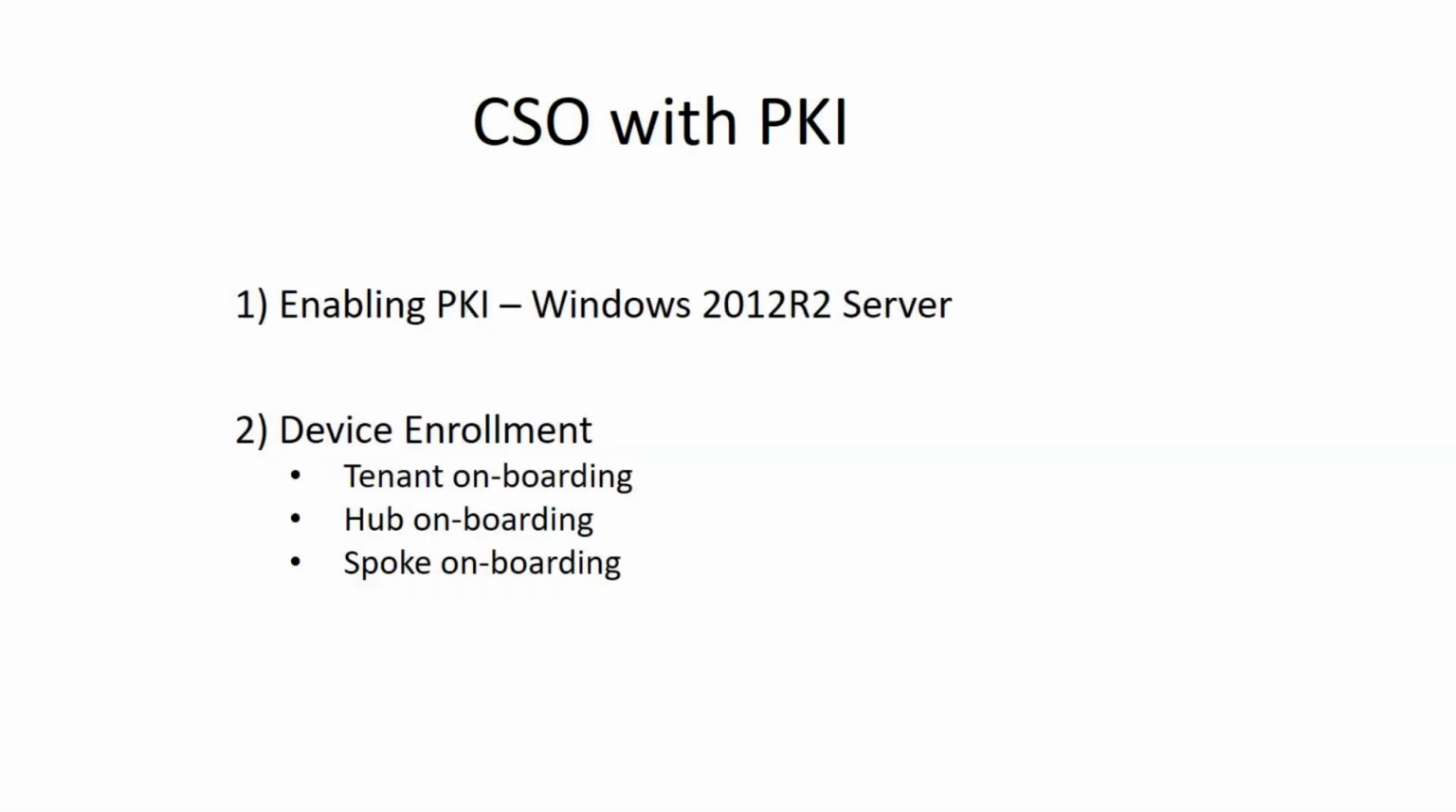In this video, we will be demonstrating Contrail service orchestration with public key infrastructure. In the first part of the video, we will be enabling a simple PKI infrastructure based on Windows 2012 server. In the second part of the video, we will be onboarding a tenant with two sites. One of the sites will be a Cloud Hub site, and the other site will be a Spoke site, using CSO with PKI. So let me show you the end state.